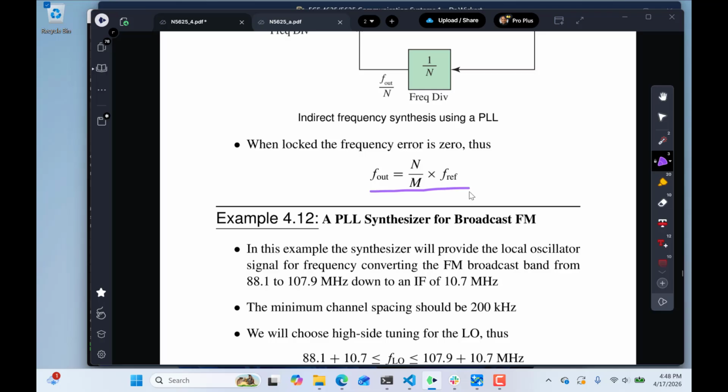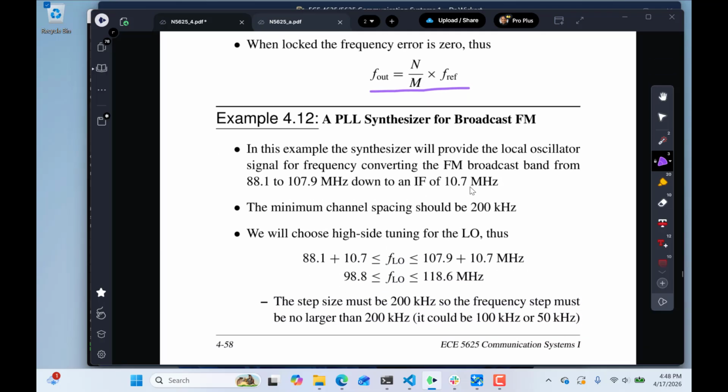So you can get an idea of some of the things we can do with this. M is going to set our frequency step size, and N is, like I said, the programmable divider. So FREF over M will be the step size. If N increments by one integer, we'll shift the frequency by FREF over M. So let's take a hands-on example immediately, because the math here is not really all that complicated.